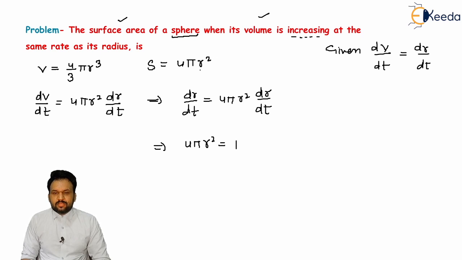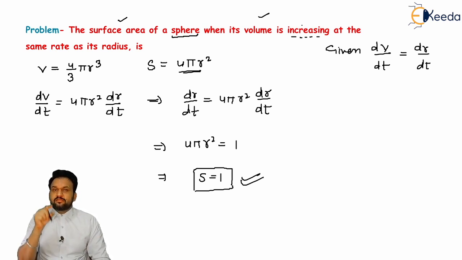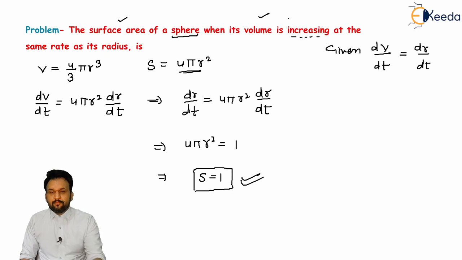Now see, what is 4 pi r square? That is equal to S. So you can directly write S is equal to 1. He asked you to calculate the surface area, and that surface area becomes 1. So the surface area is equal to 1. It is only when the volume is increasing at the same rate as the radius is increasing for the sphere. So in that case, the surface area will always become 1 unit. Clear? I hope this question is clear to you now. So let's move on.